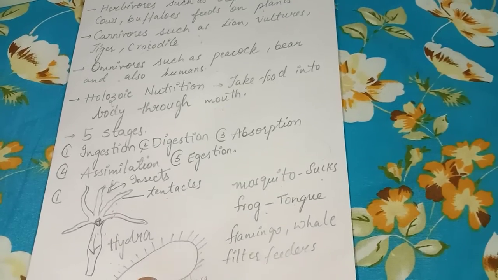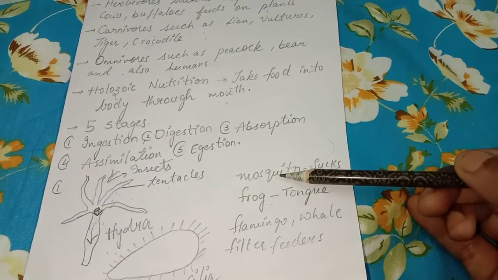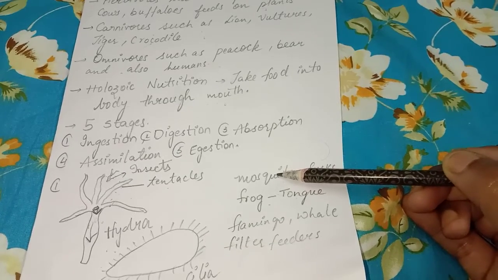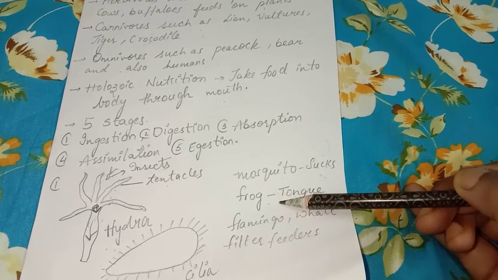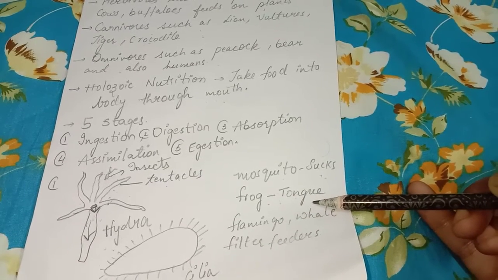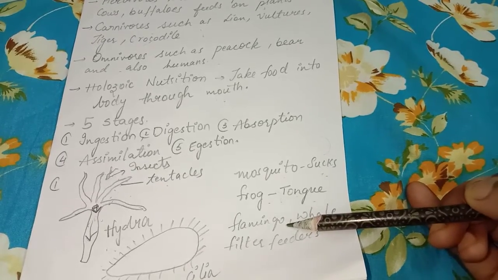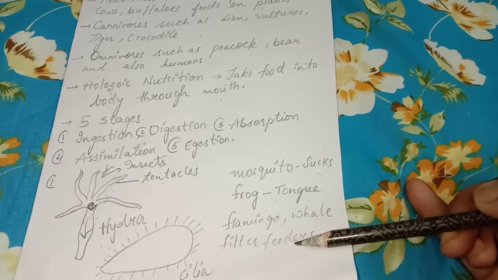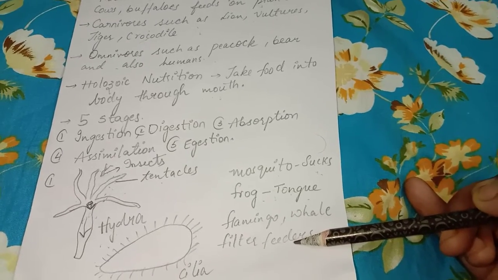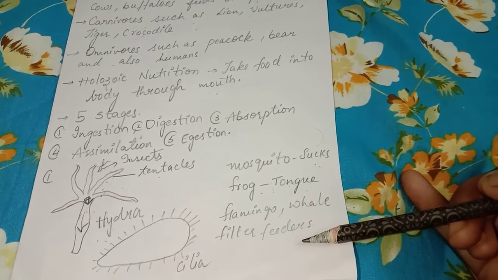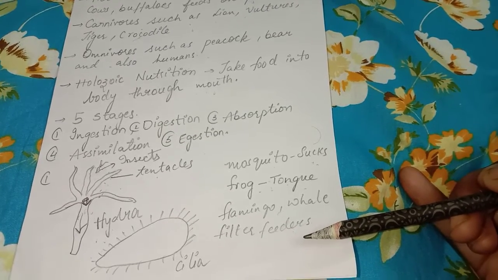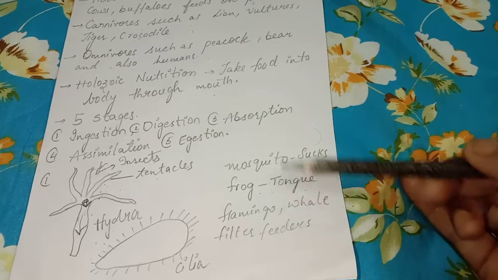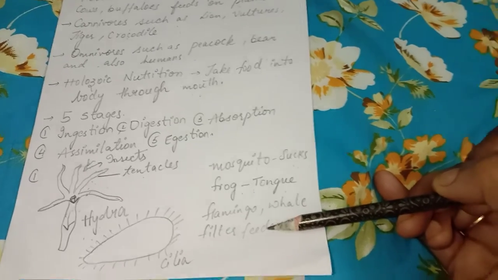And you can see some other examples like the mosquito, which only has liquid food, so it sucks the blood. It doesn't have teeth. The frog or a lizard has a very sticky tongue, with the help of which it can catch hold of the prey. The flamingo and whale are filter feeders, with special features inside the beaks, mouths, or gills that help them strain food from the water. This is the process of ingestion.